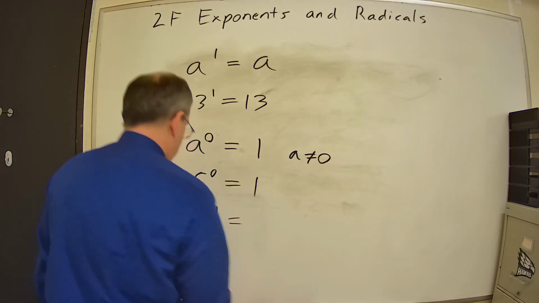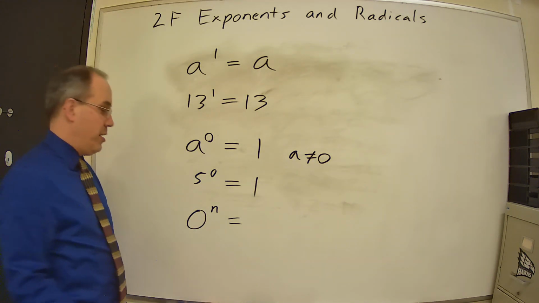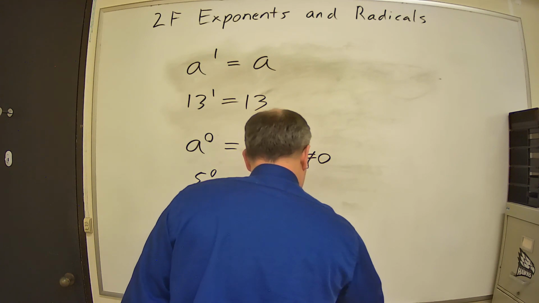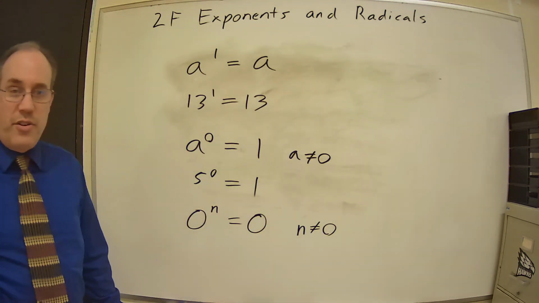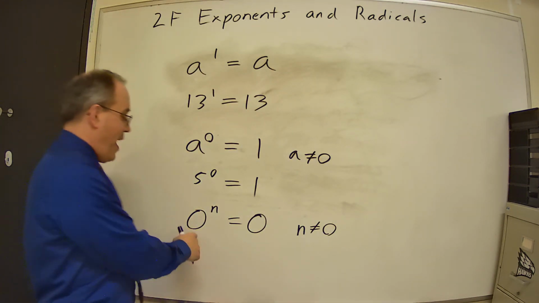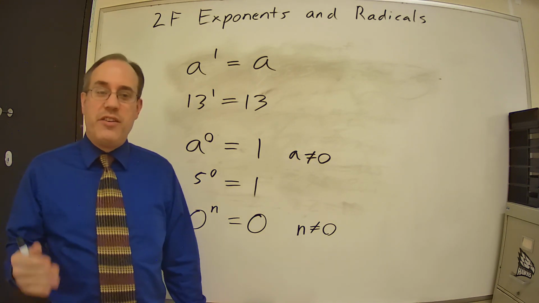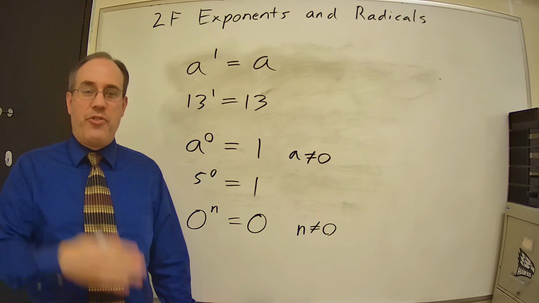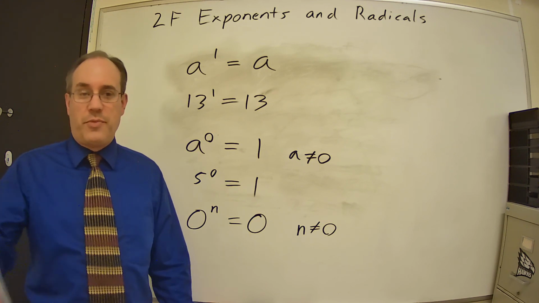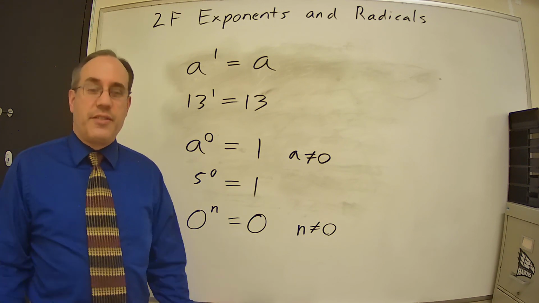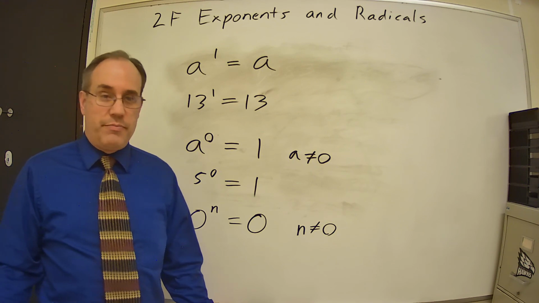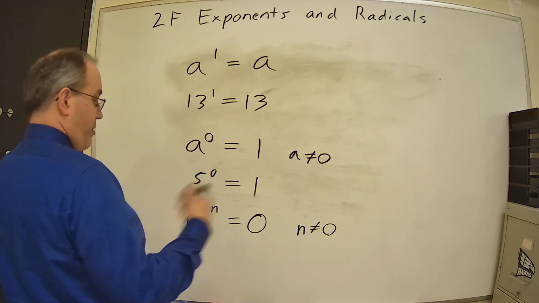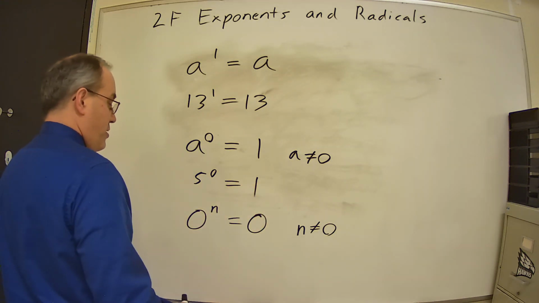0 raised to any power is equal to 0, as long as that power is not 0. That makes sense, because if you multiply any number by 0, you're going to get 0. So if you multiply 0 together numerous times, 0 times 0 times 0 times 0 times 0, you're going to get 0. That's all there is to it. So 0 to any number is equal to 0.